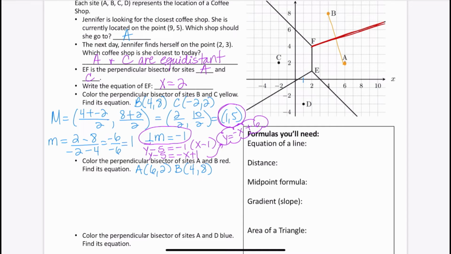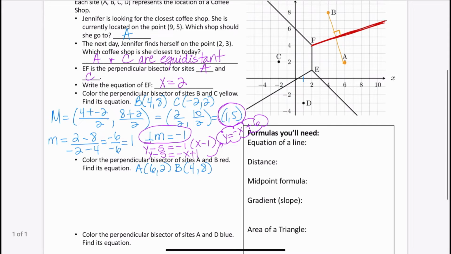And in order for me to figure out the equation of the line in red, I'm going to have to find the midpoint of AB, the slope of AB, and then the perpendicular slope, which is the negative reciprocal. So let's go ahead and start by finding the midpoint. The midpoint is going to be (6 plus 4) over 2, (2 plus 8) over 2, which is 10 over 2, 10 over 2, which is 5, 5.